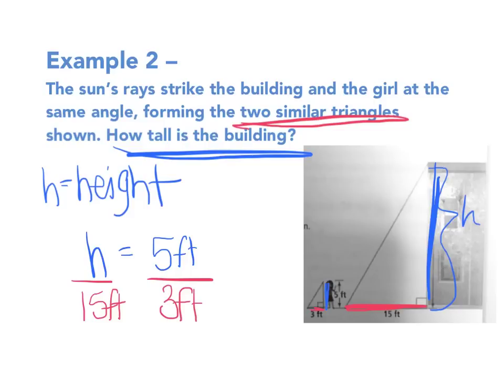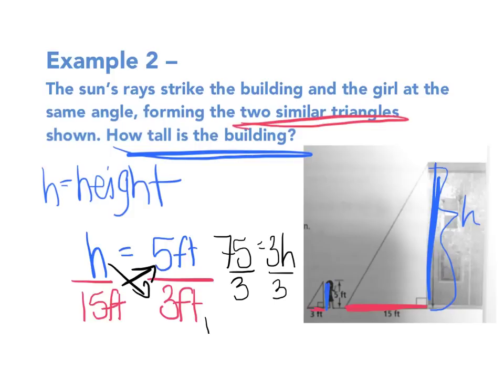Same triangle, same ratio. And now we're just going to cross multiply like we did before, and we get 5 times 15, which is 75, and that equals 3h. And then I'm just going to divide by 3, divide by 3. So we find out that the height of the building is 25 feet.